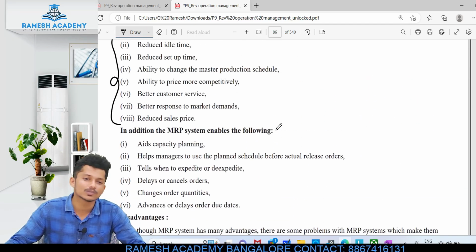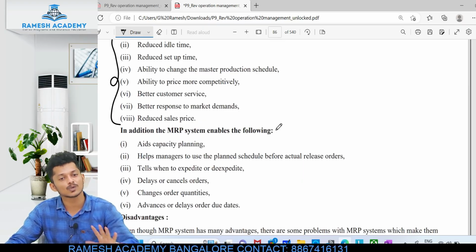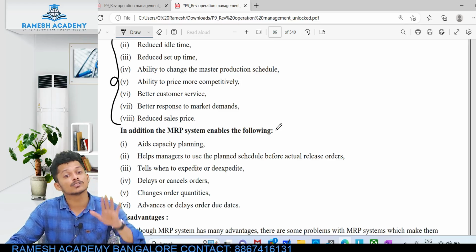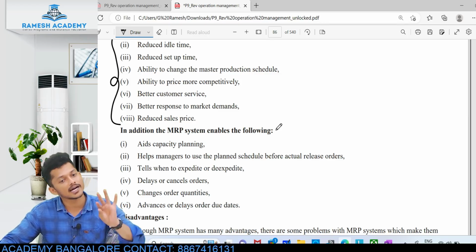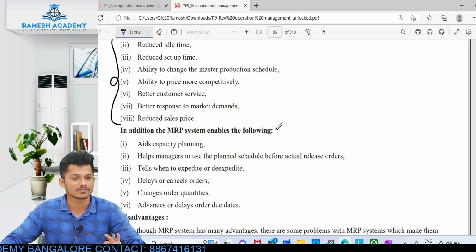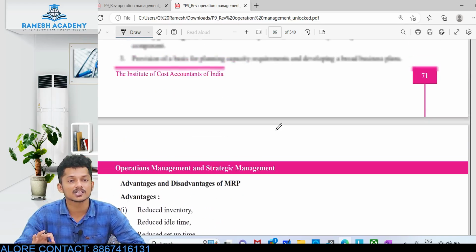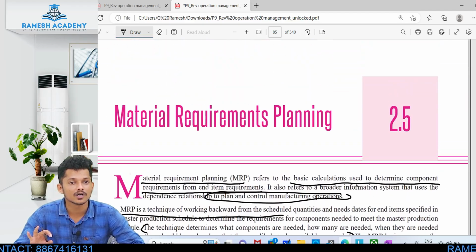So MRP is so simple, right? It is a technique or information system that plans and controls the manufacturing operations and satisfies the master production schedule operation. The objectives you have learned, advantages you have seen, disadvantages also you have seen. Such an easy topic. When it is asked for short notes, you can write it. Got it? Yes.